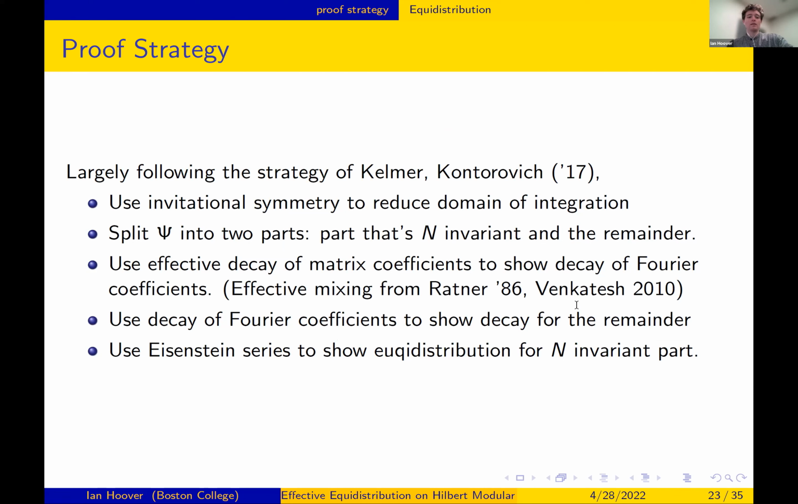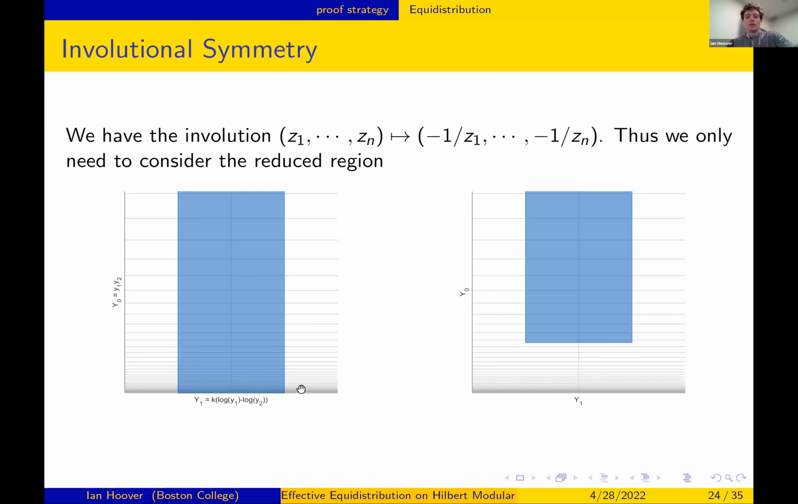And then the part that's n-invariant is what is shown to approach the integral of the function over the whole space, and then we use properties of Eisenstein series to show equidistribution for the n-invariant part. So the involutional symmetry, in our case, corresponds to, instead of integrating over this full strip, we can integrate over sort of half of this infinite strip. So it's infinite now only in one direction, instead of going from 0 to infinity, it's going from something finite to infinity.